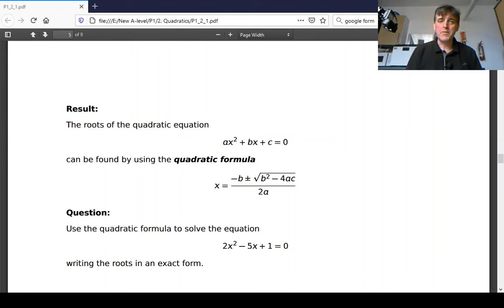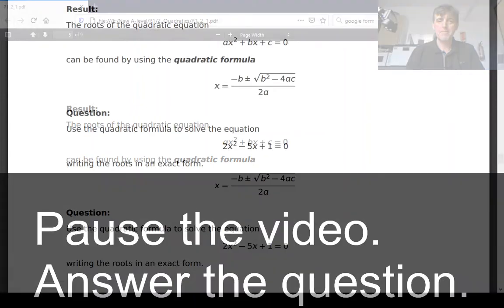So, do you remember how this formula works? Well, let's test that and have a go at the question on this screen now. I'll pause the video for you to stop it and have a go at it and restart once you've got your answers.